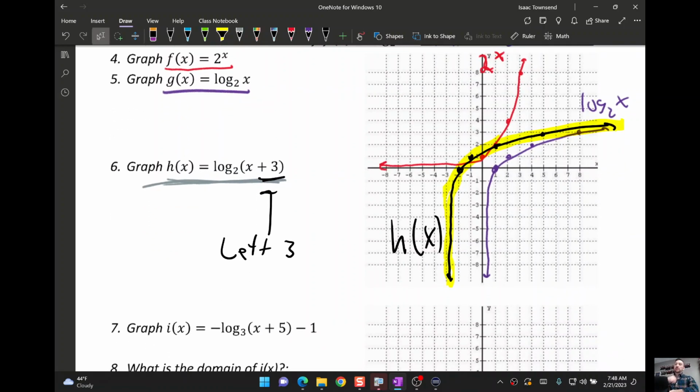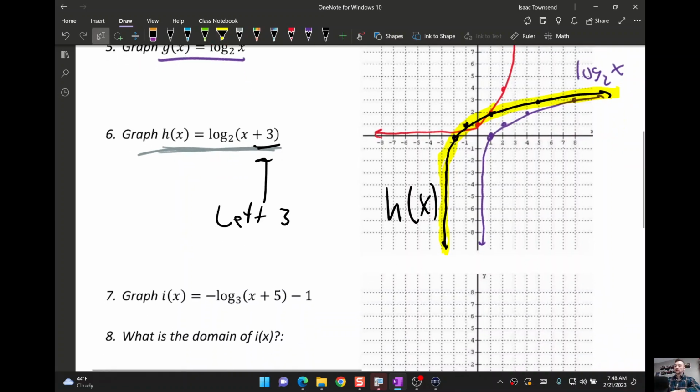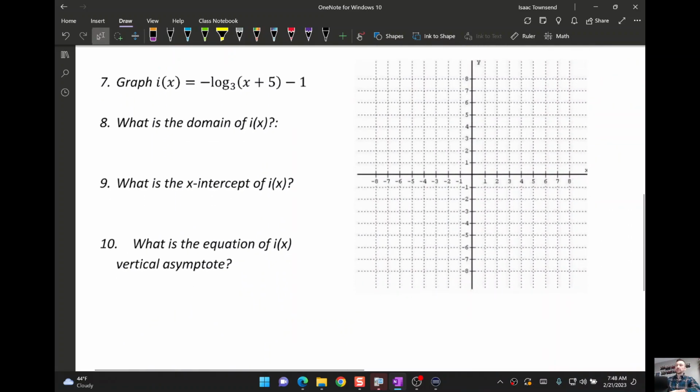Now, of course, most of the time we ask you to work with something like this, we're not going to say, hey, start off with this, and then give you a little bit of push and get you to think of this, and then give you the final push to get you to where we want you to go. A lot of times it's going to be like question 7. Graph this and/or tell us its domain, what's its x-intercept, and what equation is this vertical asymptote.